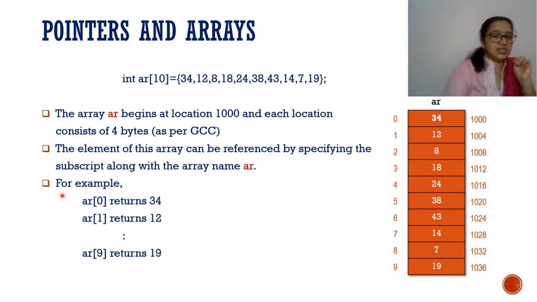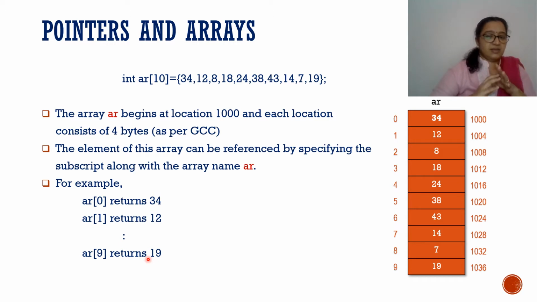So how? Just see the example. AR[0] means the 0th position. What is the value in the 0th position? See, 34. So it returns 34. Same with AR[1], which means the second location, so we get 12. Like that we can go from 1 to 9. AR[9] means the last location. The value of the last location is 19, so we get 19 there.